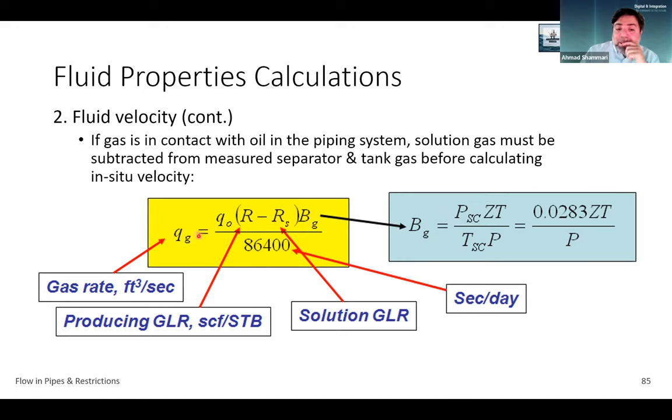So this is to get Q gas, all right? We know QO, and we know that some of the gas will be dissolved, okay? And if we want to know the in-situ conditions, we subtract the producing GLR at certain condition, minus the solution GLR or the gas in solution. And this is how we can get Q gas at certain position or certain pressure and temperature, okay?